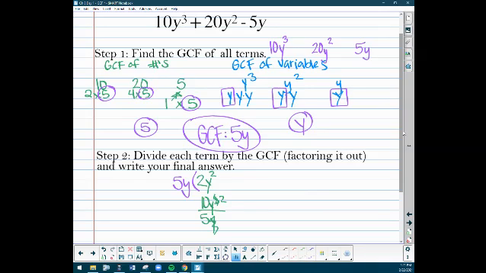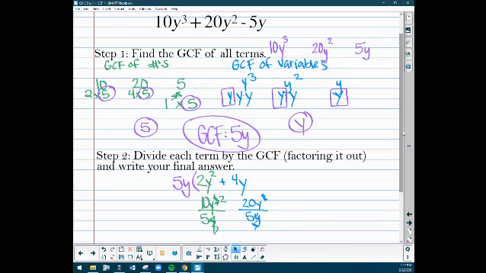Okay, then my next term is 20y squared, let me get this right this time, divided by 5y. We divide each piece always by the GCF. So 20 divided by 5 is 4, and y squared divided by y is y.